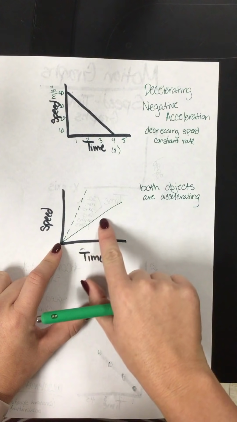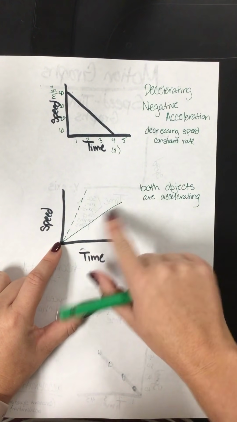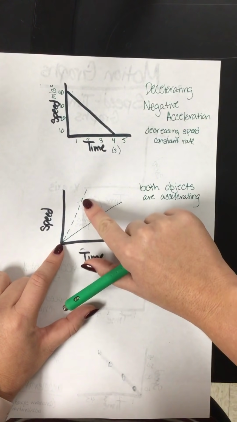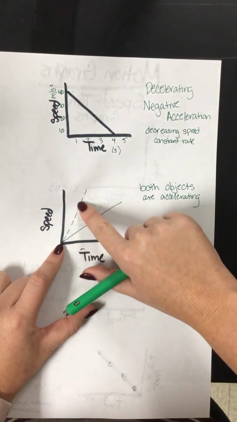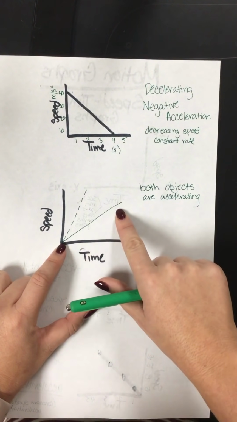This one is closer to the horizontal, so it actually has a steady increase in speed, whereas this one, do you see how it's much more vertical? It's a lot more steep. That means this has a higher acceleration. It reached a top speed much faster than this solid line did.